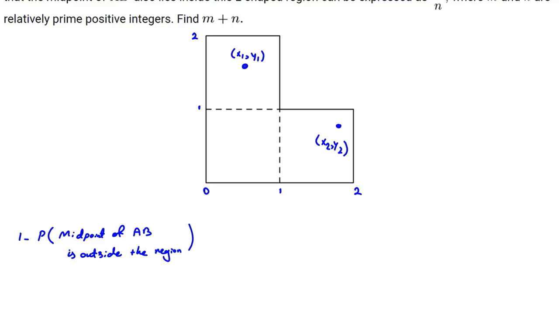And the midpoint is what? Let's consider if we connect them. The midpoint is (x1 plus x2)/2 and (y1 plus y2)/2. So we say it is 1 minus, for example, suppose A is here, B is here, and vice versa. So we have two cases, because AB or BA.